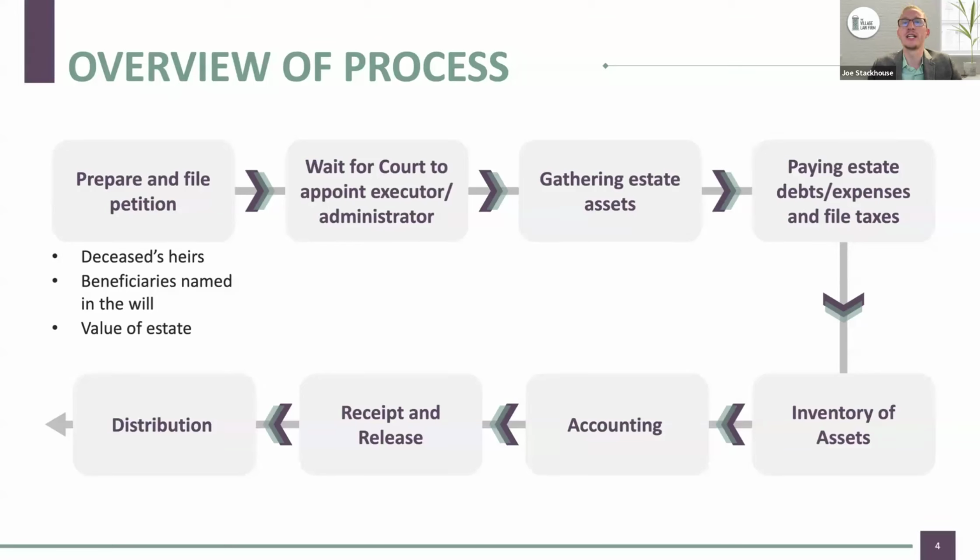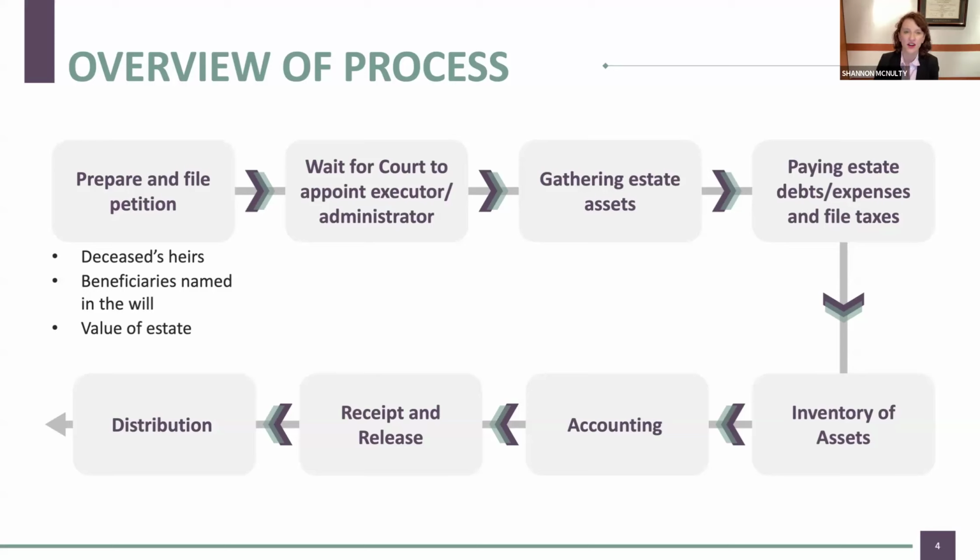But we wait until the court gets back to us. If the court needs additional information, they may reach out and say, we need this, this, this, and this, and then we fulfill those requests. And then the court vets everything, makes sure everything's been filed properly, and then they send us a certificate officially appointing, if it's a will, the executor, if there is no will, the administrator, officially appointing that person to act on behalf of the estate.